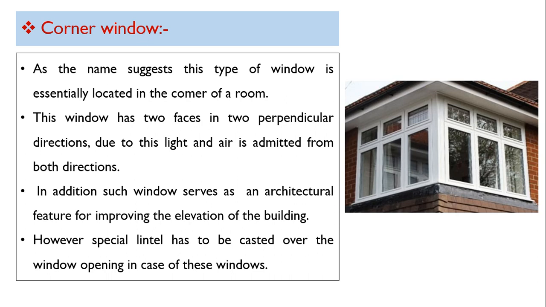However, a partial lintel has to be cast over the window opening in the case of these windows. While casting the lintel, due consideration should be given because it is an L-shaped window. At the same time, one has to provide the shade on this also. So this is regarding corner window.